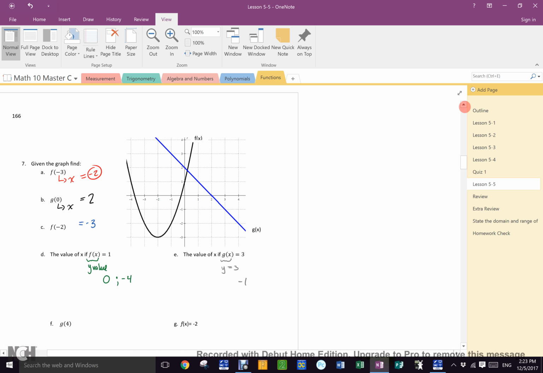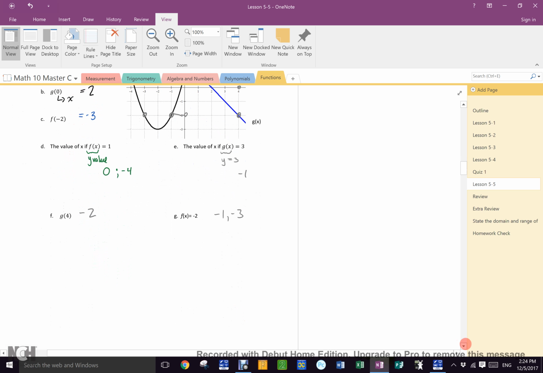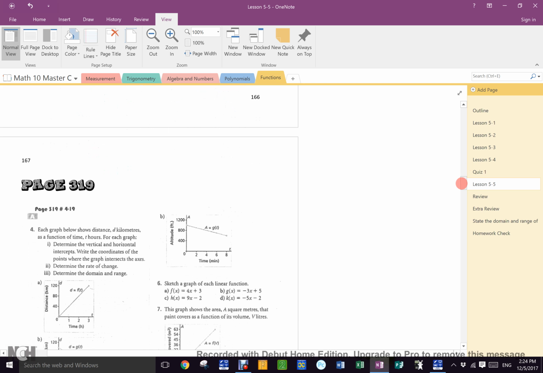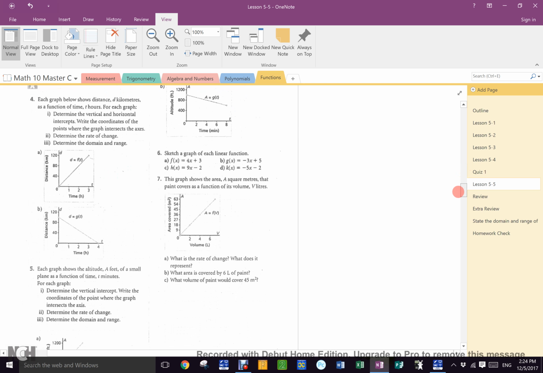Done. Where do I go? Out to 4. And do I check on the curve or the straight? The straight one. What is it? -2. What do I do here? You go to -2. And what do I find? -1 and -3. Everybody cool? All right.